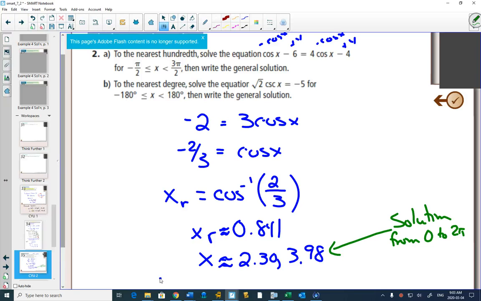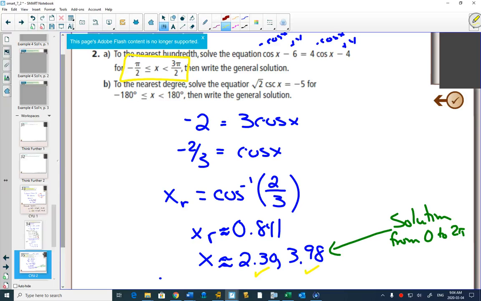But when we look at our actual domain in this case, it went from negative pi over 2 to 3 pi over 2. So what is that looking for? That's looking for positive angles in quadrants 1, 2, and 3, and negative angles if they're in quadrant 4. Oh, this one's in quadrant 2 and positive. That one's okay. This one's in quadrant 3 and positive. That one's okay. Did we have any answers in quadrant 4? No. So even though they messed up the domain on us, we were fine.